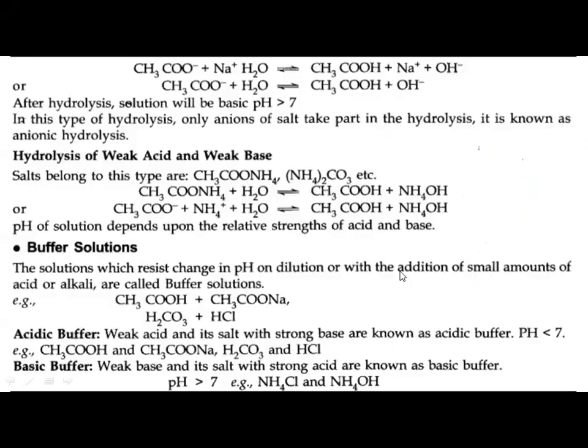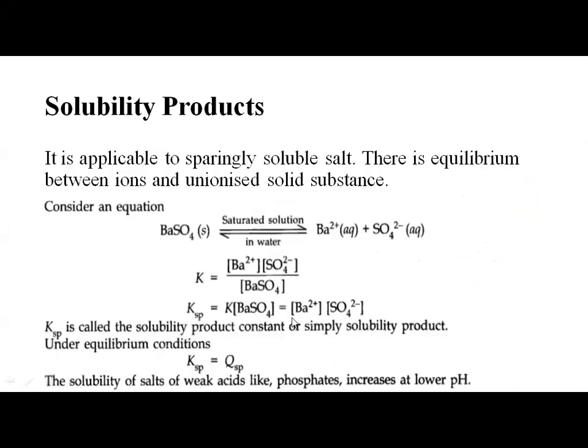So you can see here buffers which resist the change in pH, and here are the examples. Acidic buffers, pH is less than 7. Basic buffers, pH is more than 7. Solubility product, sparingly soluble salt. There exists equilibrium between ions and the unionized substance. For example, BaSO4 gives Ba+2 and SO4-2. We write the equilibrium constant as Ba+2 and SO4-2 by concentration of BaSO4.